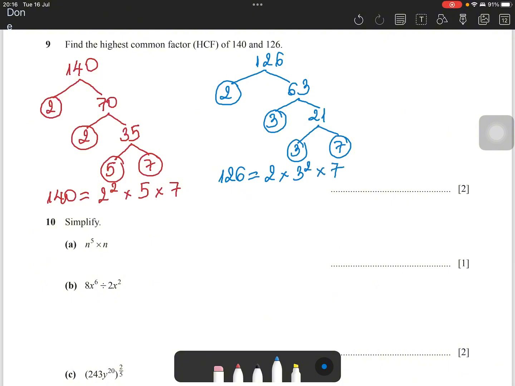And now we want to find the highest common factor of 140 and 126. So we see that the highest common factor of 2 squared and 2 is 2. The highest common factor of 3 squared times 7 and 5 times 7 is only 7. So the answer is 14.